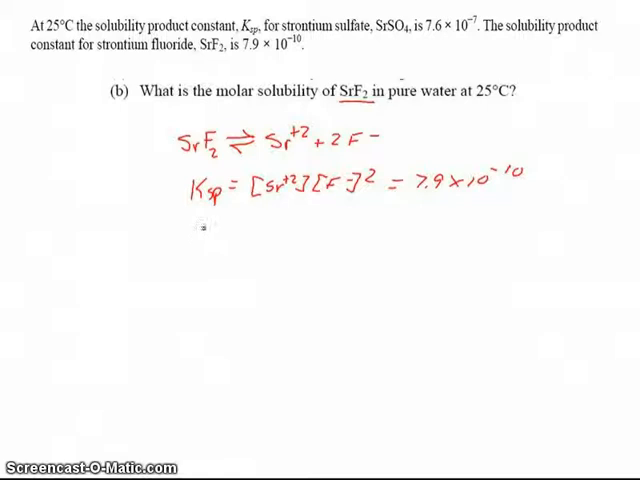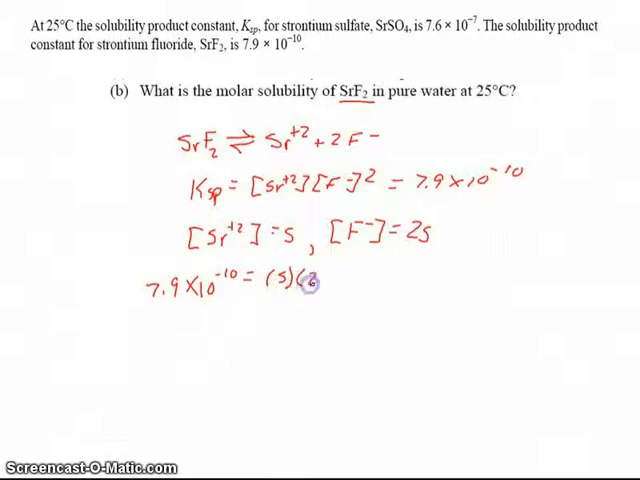In this case, I'm going to define the concentration of strontium 2 plus as S, because it is in a 1-to-1 ratio with the strontium fluoride solid and will represent the molar solubility. That means the concentration of F minus will equal 2S, twice as much because of the coefficients. So now I'm going to sub into my equation. 7.9 times 10 to the minus 10th is equal to the concentration of strontium, or S, times the concentration of fluoride, or 2S, squared. And so this will give me a grand total of 4S cubed.